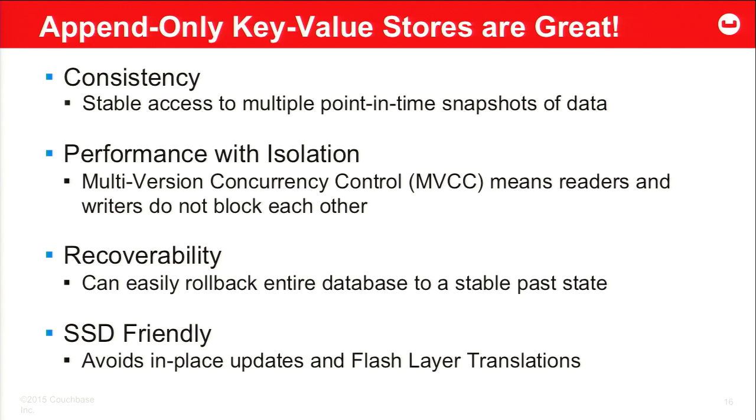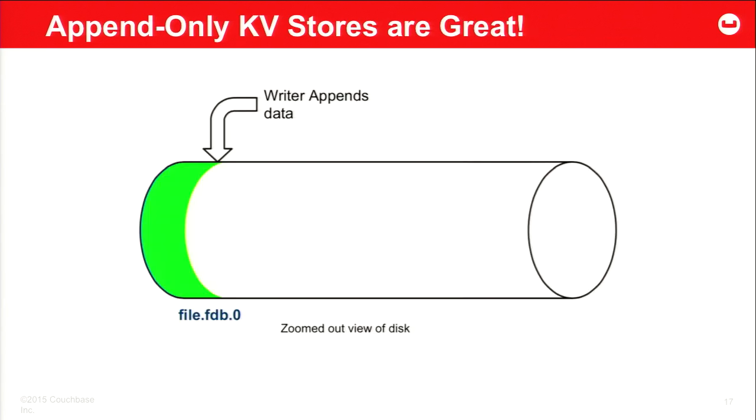SSDs don't like data written to the same location repeatedly because they have limited write cycles. So what they do is they have this flash translation layer that works underneath that basically remaps your writes to new locations. Now, if you are not writing to the same location and you're doing append-only, you're actually increasing the performance because you have fewer flash translations that simply happen. So for those reasons, append-only KV stores are great.